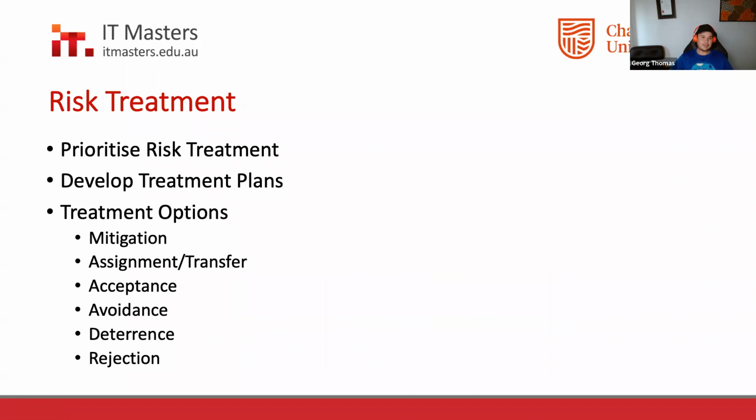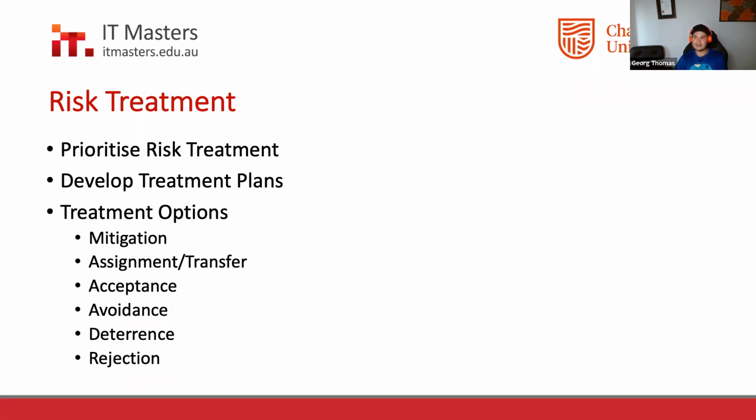Cool. So risk treatment. So prioritizing risk treatment. It's really important, and that's done by identifying what the risk is and trying to get those metrics against it. As I said, working out context is really important, and then developing treatment plans. So how are you going to do this? Are you going to implement controls or whatnot? And you've got these various options here. So this is the important stuff here. Well, it's all important, but yeah.